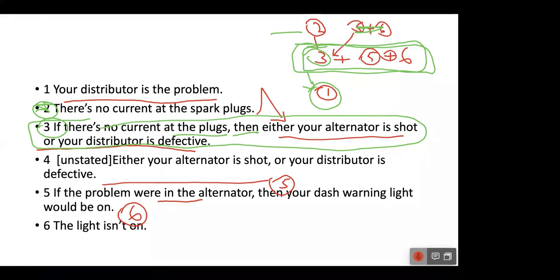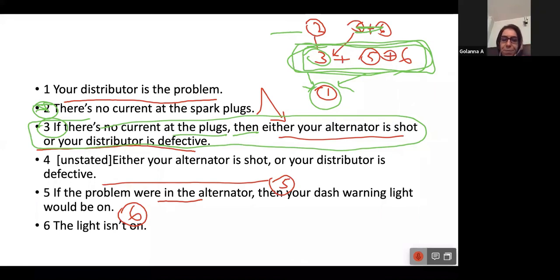So now, how do we know it's not the alternator? Well, if it was the alternator, the dash warning light would be on, but the light isn't on. So all of these taken together prove one. All those are supporting premises for one. Does that follow logically, or what do you think? Yes. Okay.